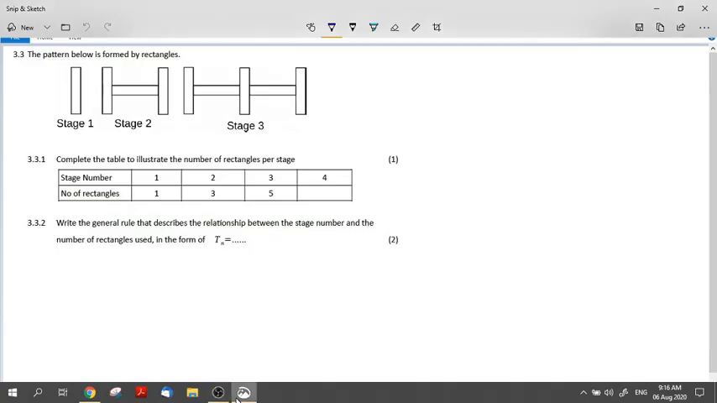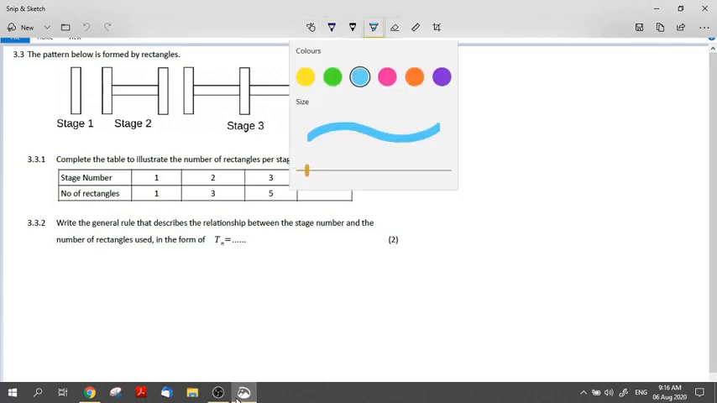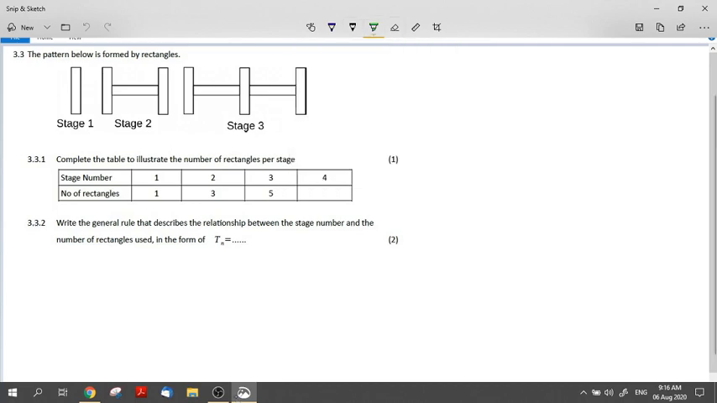Okay, grade 8, this is the other pattern question from the lockdown checkup. This question is the second half of the pattern question, and it says the pattern below is formed by rectangles. So can you see here?